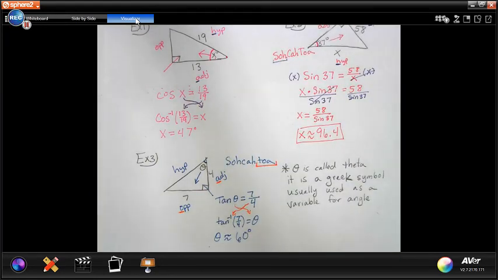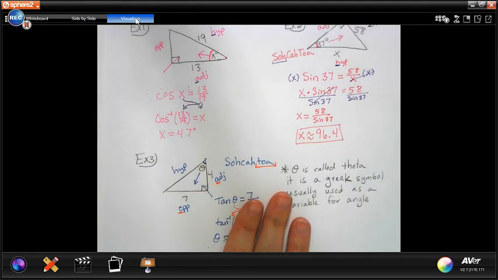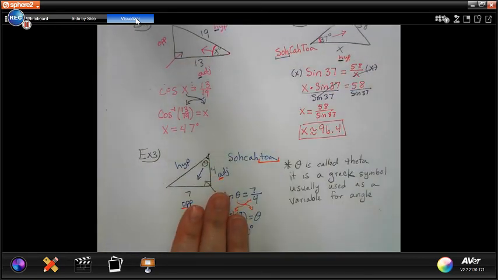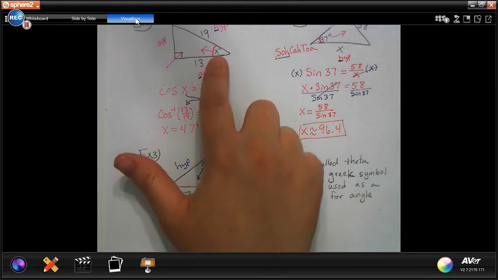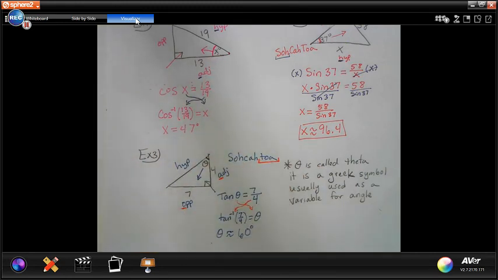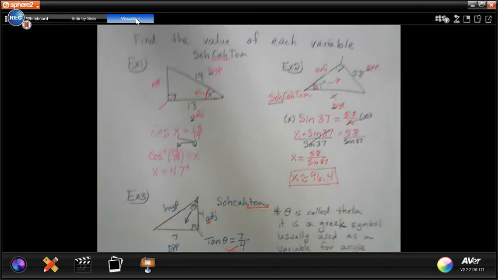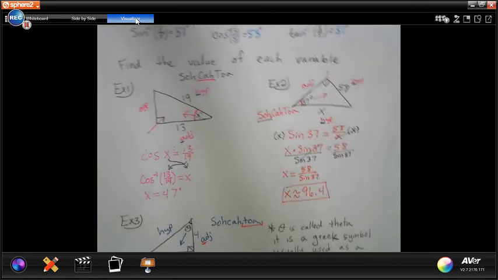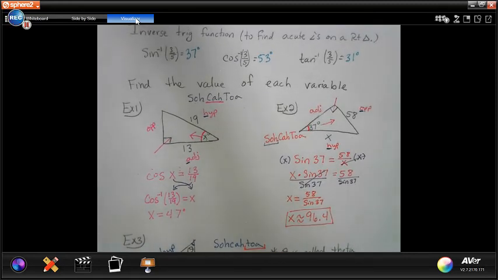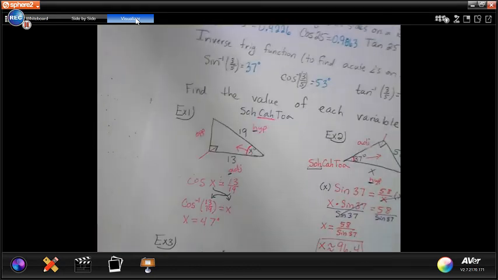Okay, that is what you're going to have to do on this assignment. You're going to have to solve for your variable wherever it's located, and if it happens to be located in an angle spot, you have to do the inverse. A lot of this is calculator work, so practice those calculators. You need calculator skills when you get to Integrated 3. You need trig skills when you get to Integrated 3 too. Okay, so that is the end of this video.